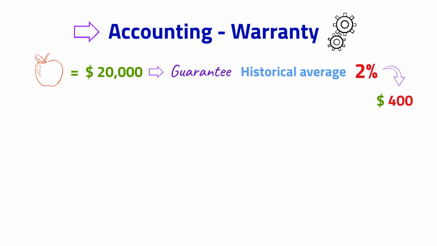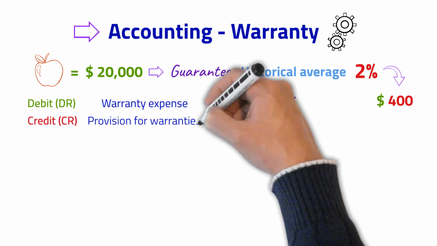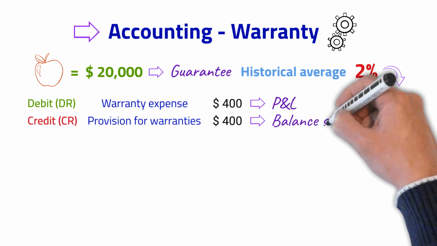So, we record a warranty provision of $400, and the journal entries would be: at the point of sale we record debit warranty expense $400, goes as an expense into income statement. Credit, provision for warranties, 400, liabilities in the balance sheet.